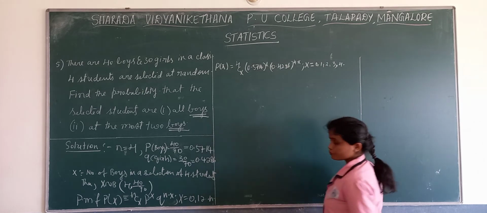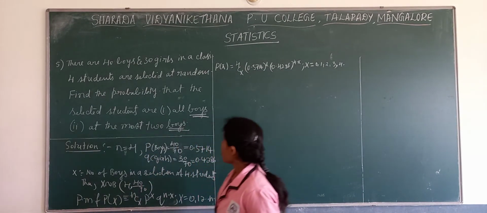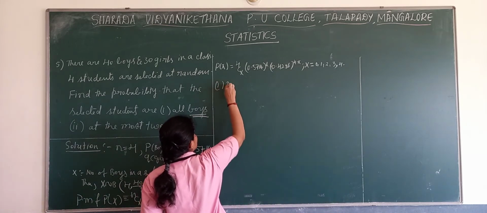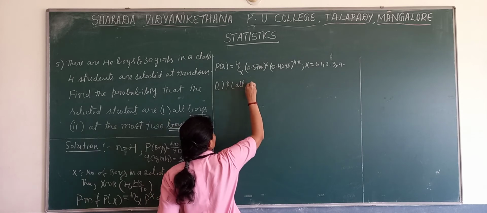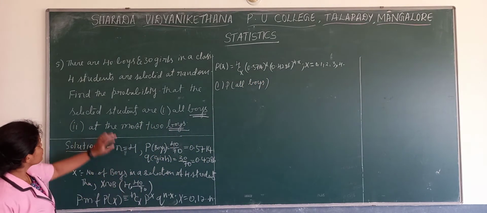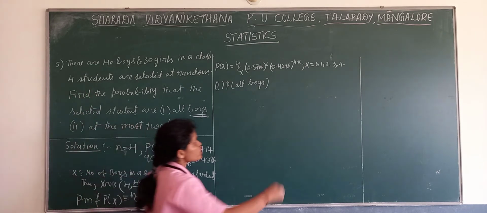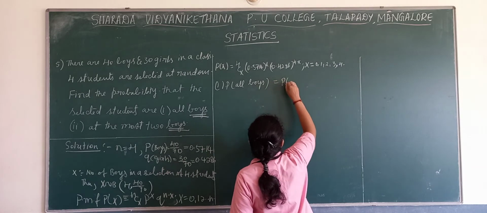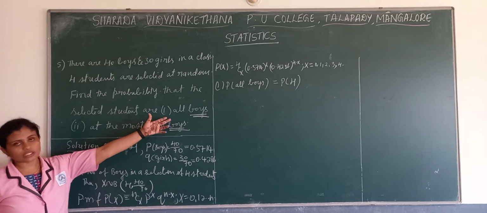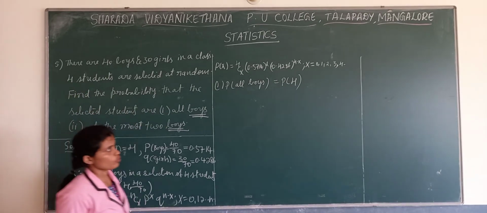This is the range. Now, see the first question there. All boys. The first question is P of all boys. All boys means how many students we selected? We selected 4 students. All boys means all 4 are boys. So all boys means how many we selected? 4. So P of 4 is all boys.